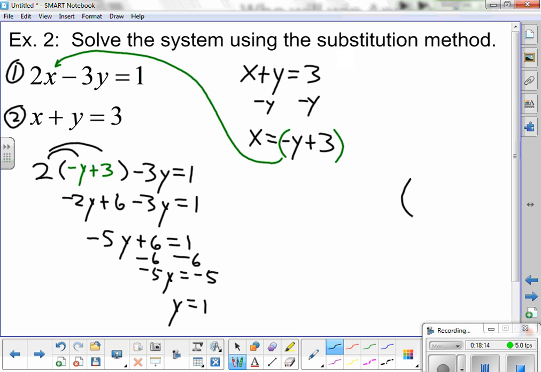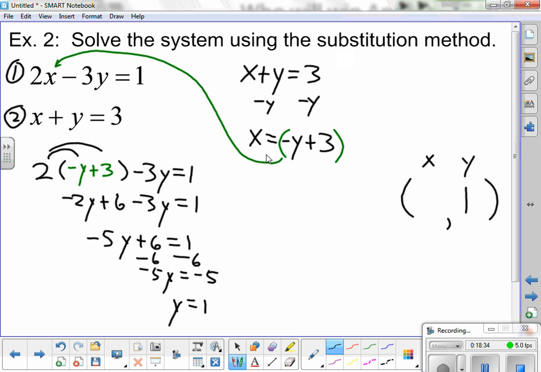In the end, remember, you're looking for a point that's on both of the lines. So we have our y value. Our y value is a 1. So now that you have your 1, you've used both equations. So you can actually take this one and plug it into either one of the original equations and get your x value. So you can either plug it in here or here.